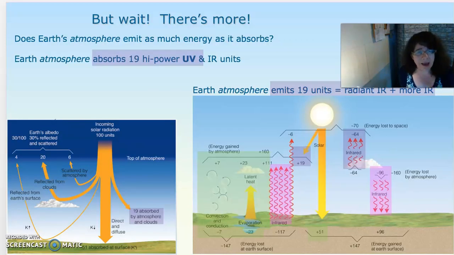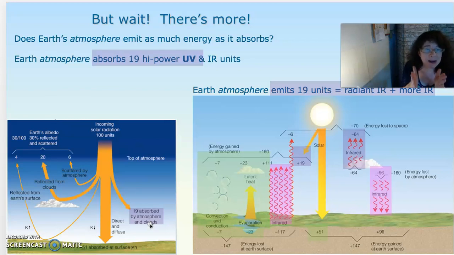Now let's talk about the atmosphere and its absorption and its emission, because we know that it's not a perfect absorber. It's a selective absorber of certain wavelengths due to the greenhouse gases. But can it also emit as much as it absorbs? Well, let's look into what it really absorbs. We had said that of the 100 units of solar energy coming in, there are 19 units that are absorbed by the atmosphere and the greenhouse gases and the clouds, which contain the most voluminous greenhouse gas, water vapor. And in absorbing those 19 units, the atmosphere must emit those 19 units.